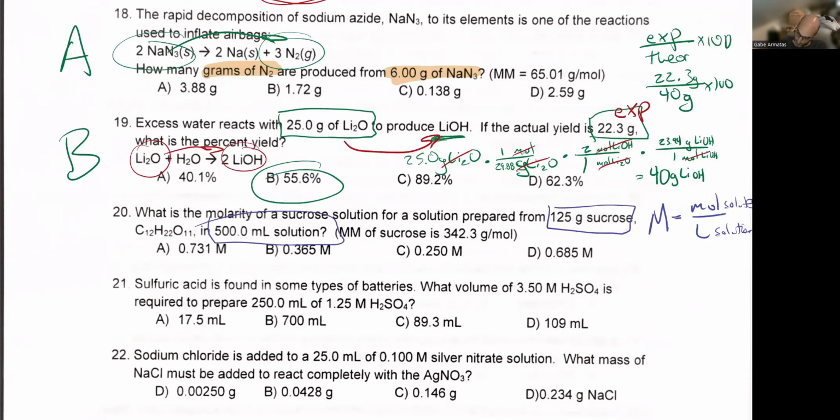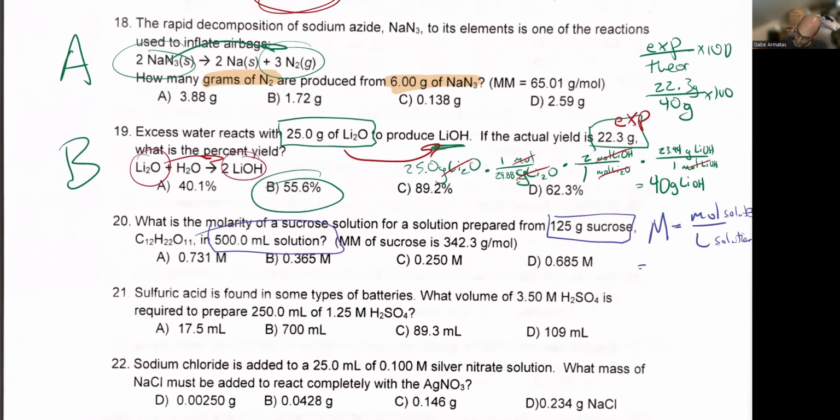So first thing I want to do is figure out how many moles. So this is pretty easy. I have 0.5 liters, make sure that it's your solution, and 125 grams of my sucrose divided by the molar mass of 342.3. I have, which looks like 0.365 moles. So this is actually 0.365 moles of sucrose.